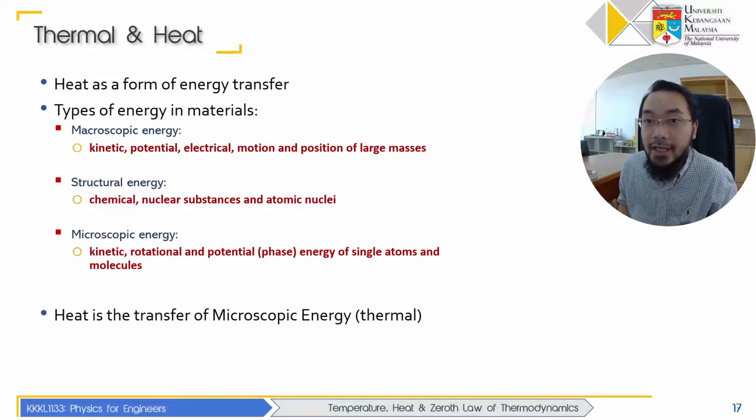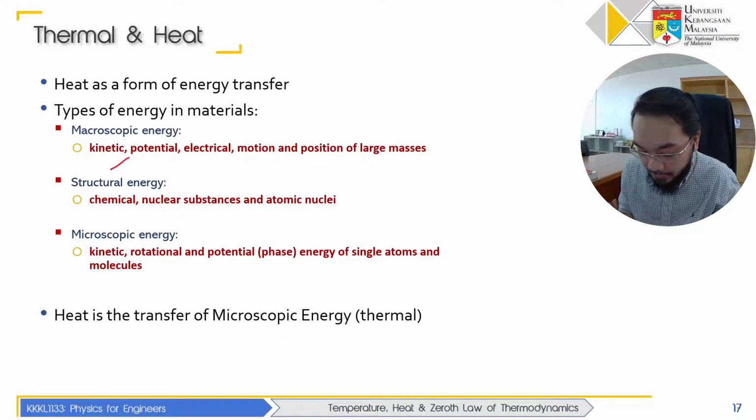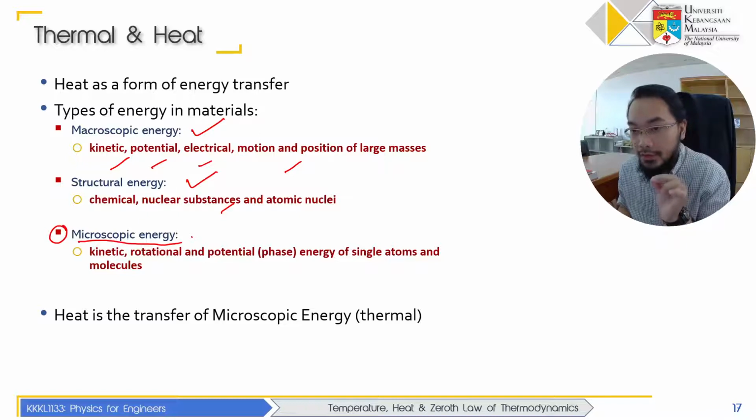All right. So heat is a form of energy transfer, and there are types of energy in material. We know the type of energy can be kinetic, potential, electrical, and so forth; those are related to macroscopic structure. Thermal energy in particular concerns microscopic energy. When you say microscopic energy, you are looking at how the individual atoms or molecules that make up an object or matter behave: how they move, rotate or vibrate. This movement of the atoms and molecules collectively in your matter or object gives rise to thermal energy.